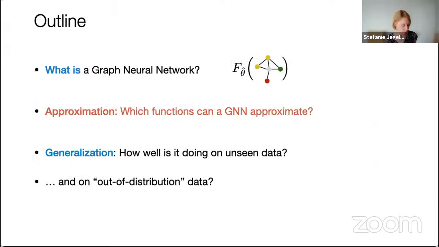So now that we know what a graph neural network is, let me talk a little bit about what kinds of functions I can approximate with these kinds of graph neural networks.